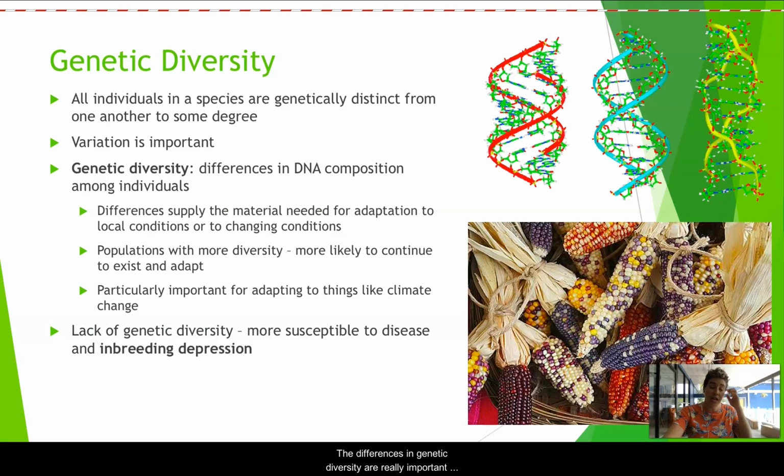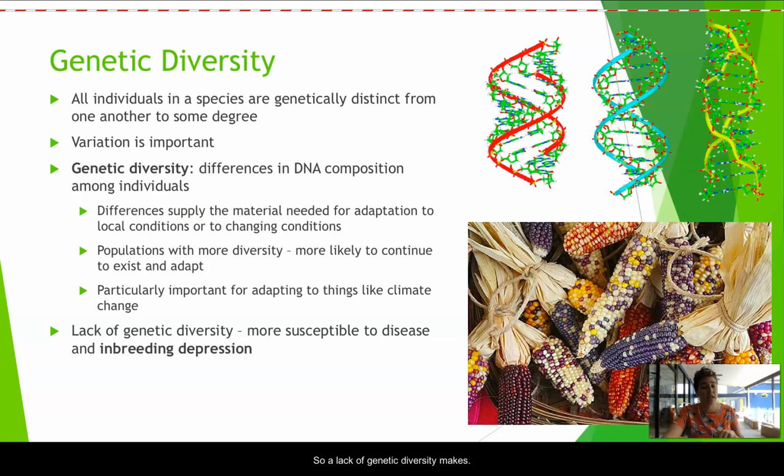The differences in genetic diversity are really important because they supply the material that's needed for adaptation to local conditions or to changing conditions. So if the environmental conditions of an area are changing, if there's more genetic diversity, it's more likely that at least some of the members of your population will have the traits necessary to survive. So populations with more diversity are more likely to continue to exist, they're more likely to be able to adapt, and this is particularly important for adapting to things like climate change.